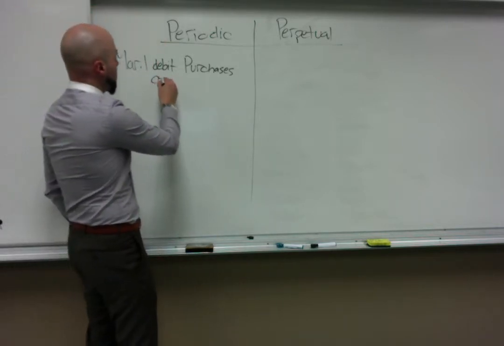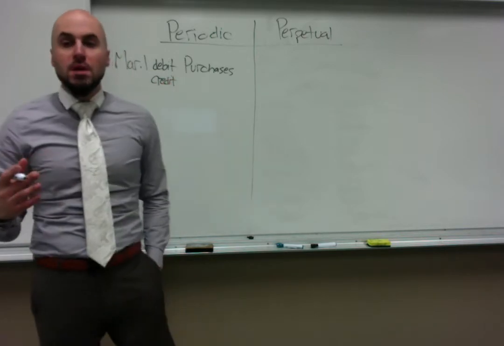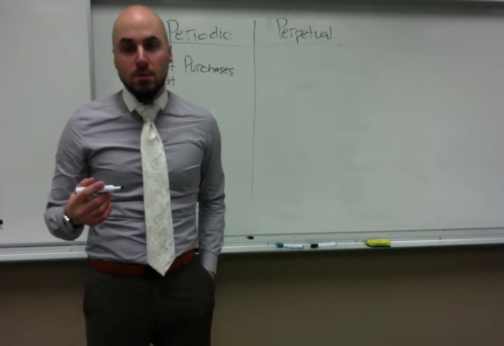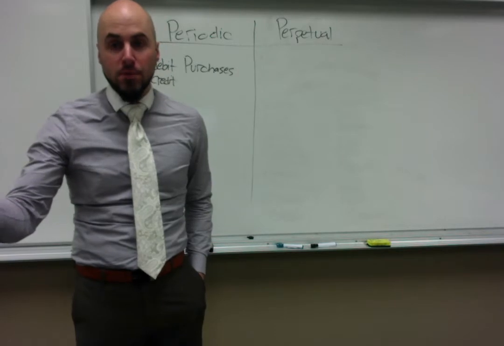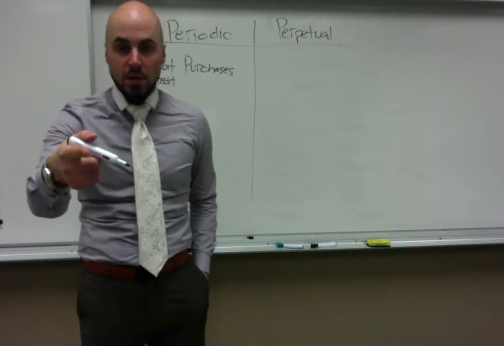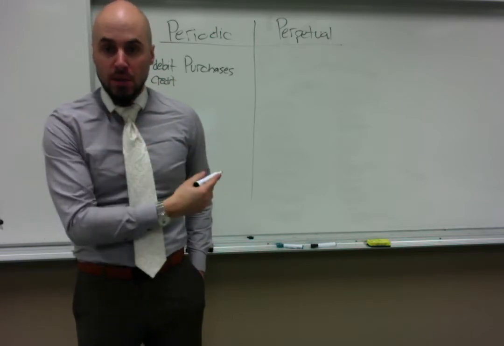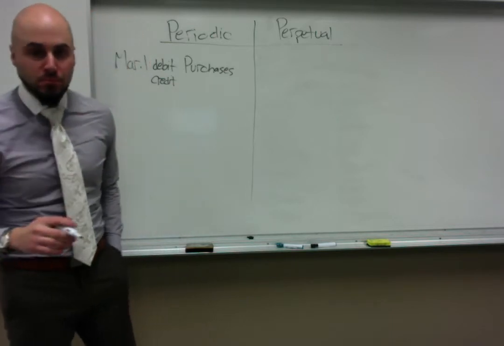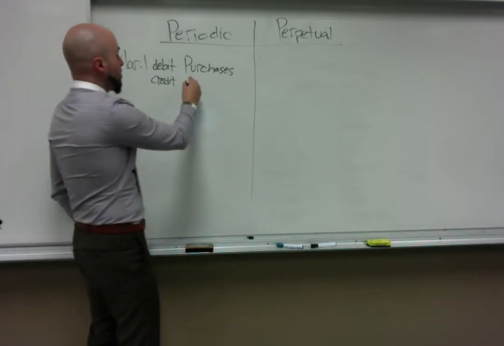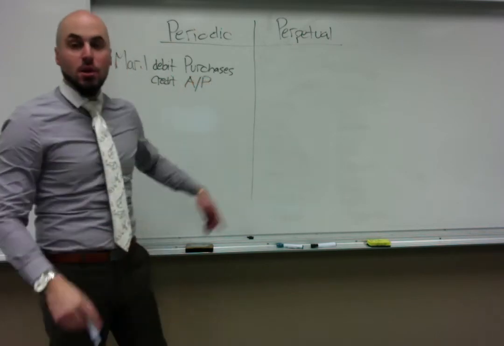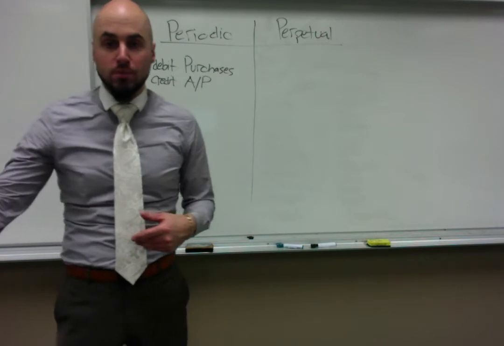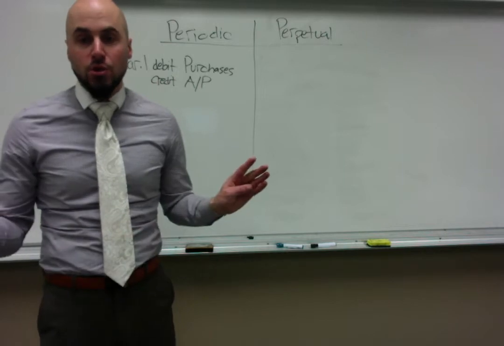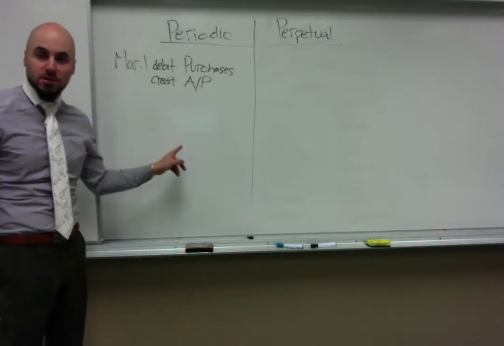So the credit in the periodic will be, what do you think? Right, how we pay for it. If we pay for it with credit, accounts payable. If we pay for it with cash, cash. In this case, we're going to do accounts payable. And you'll see why when we get to the other examples. But we'll do accounts payable as the credit because we bought this inventory on account. We used our credit card. That's the entry to record a purchase of inventory in the periodic system.